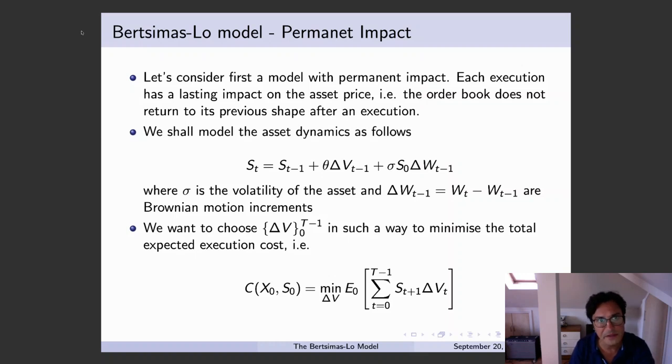So in the previous video, we were looking at the permanent impact model, and we saw that we want to minimize the expected cost of our execution, and what we choose really is the sequence of delta VTs, or the child orders as they are called in the market, to minimize this impact. Note that we minimize on expectation.